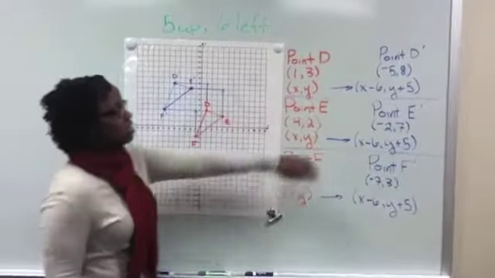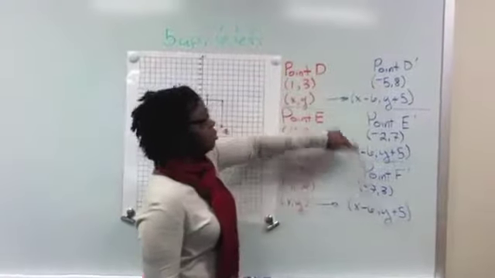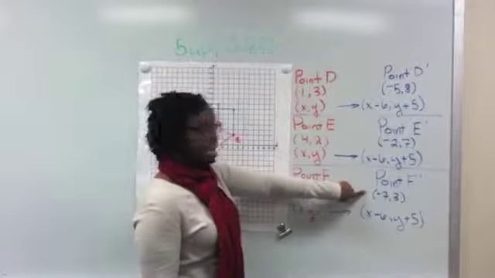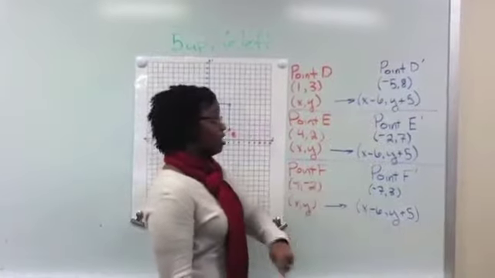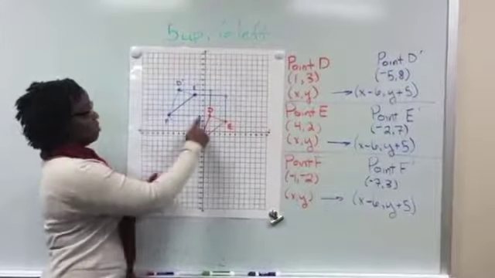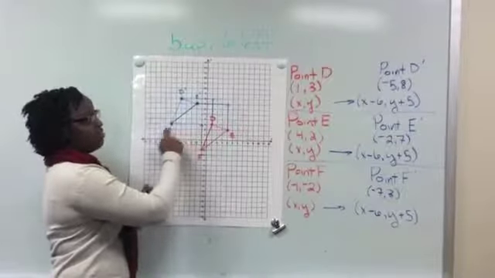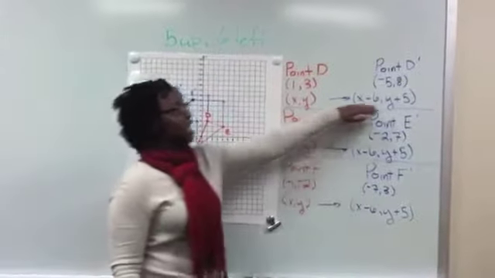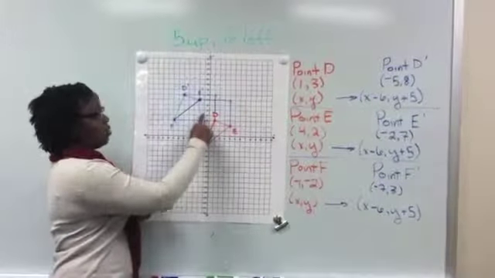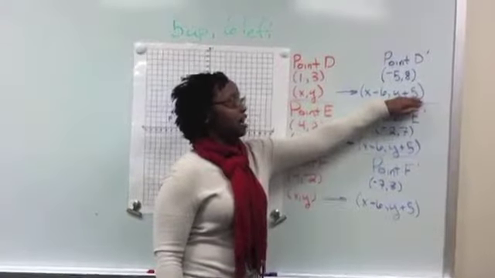Your new coordinates: point D prime should have been negative 5, 8. Point E, negative 2, 7. And point F, negative 7, 3. When you're looking at your arrow notation, remember my x-coordinate is going left and right on the x-axis. It went in the negative direction 6 spaces, and so we have x minus 6. Your y-coordinate went up, or in the positive direction, 5 spaces, so y plus 5.